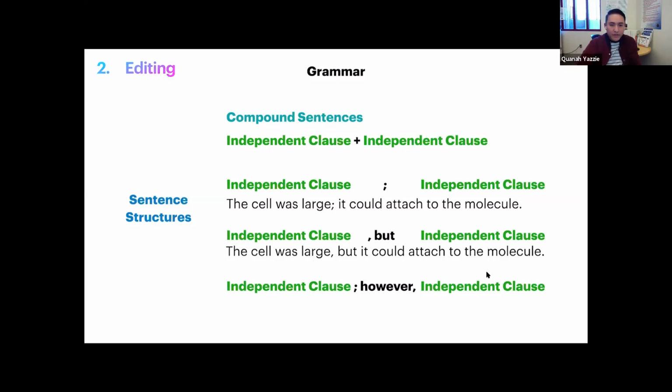And then the next one is combining them with that adverb conjunctive. So here, the same thing, the cell was large, semicolon. However, it could attach to the molecule. There has to be a comma right here, after however. So again, we're using that adverb here to combine those two sentences together.